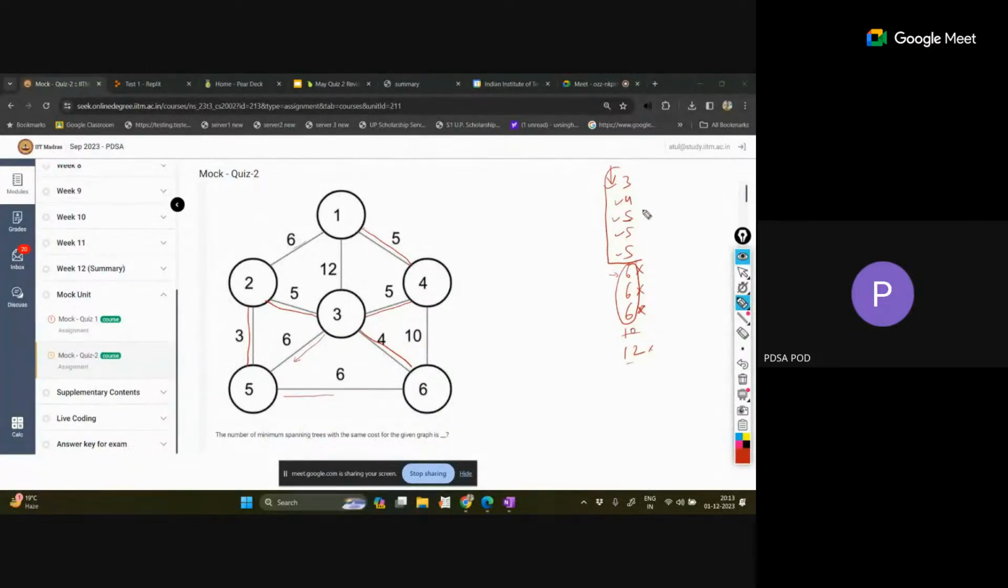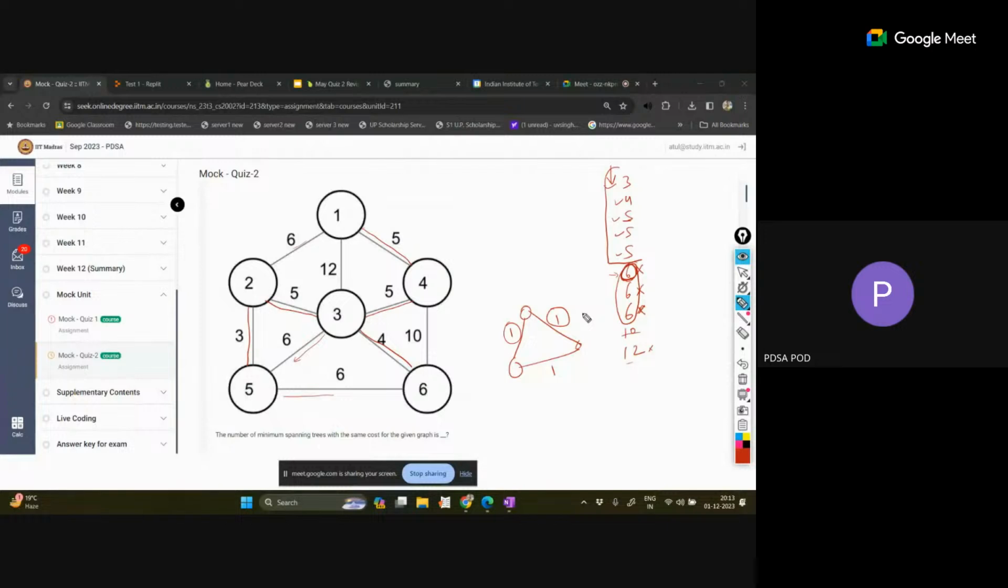So that means only one MST is possible for this graph. Suppose in any graph we have this type of situation, where all three edges have the same weight, 1, 1, 1. So we can select either this one and this one.